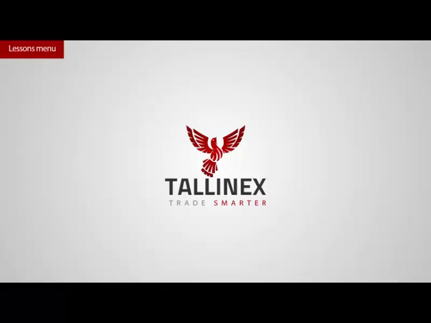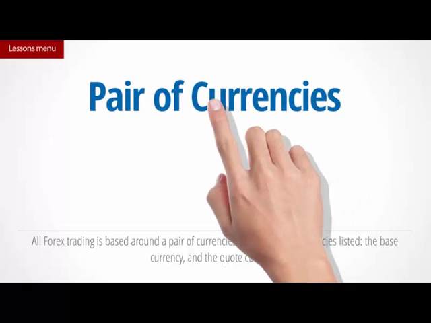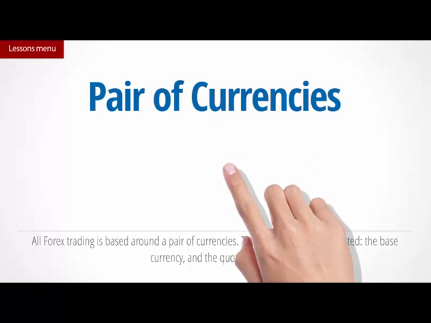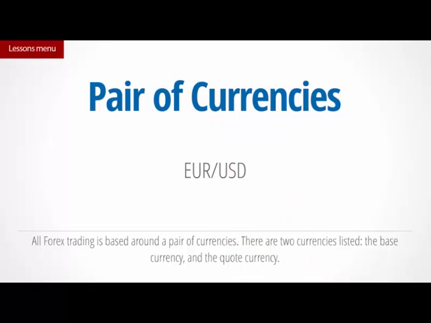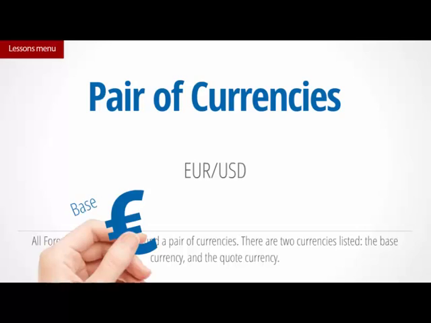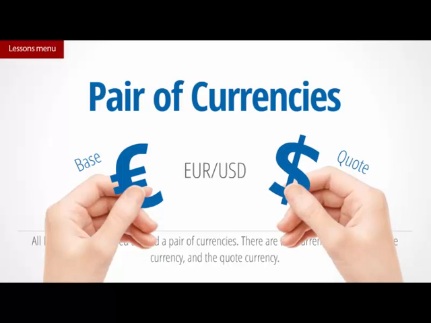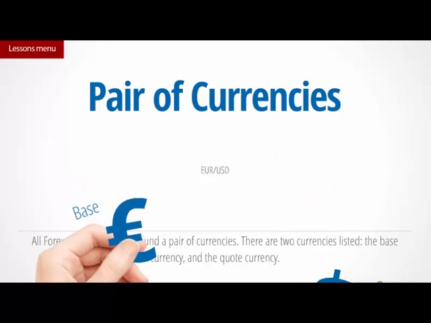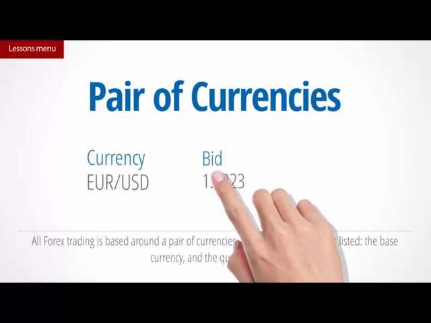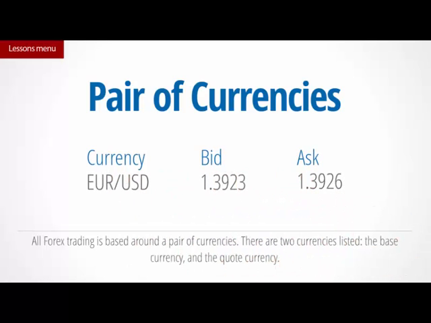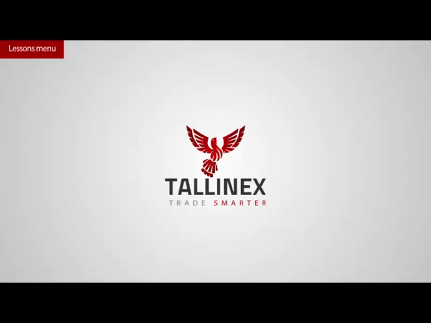trading money. All Forex trading is based around a pair of currencies. As you can see, there are two currencies listed in this quote. The first symbol, EUR, represents the euro, so the euro is the base currency. The second symbol, USD, represents the dollar, so the dollar is the quote currency. The example shows that you'll need $1.3900 to buy 1 euro.